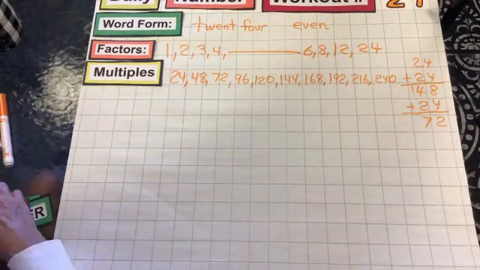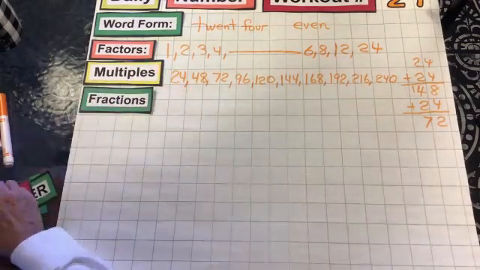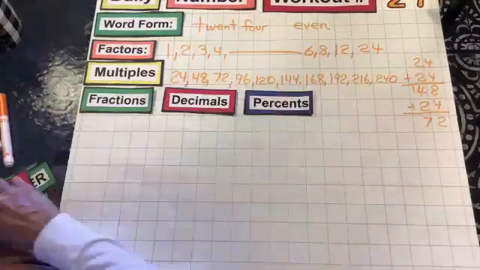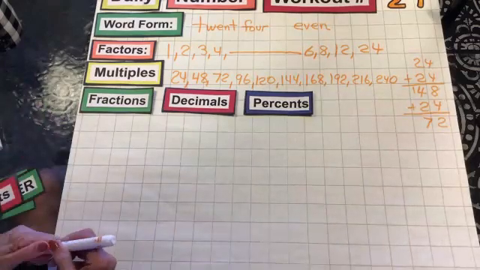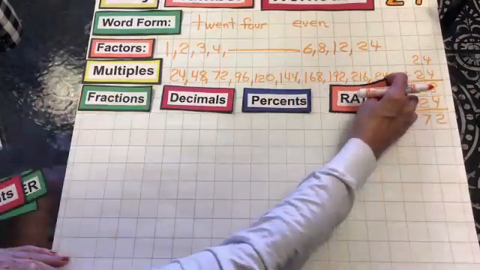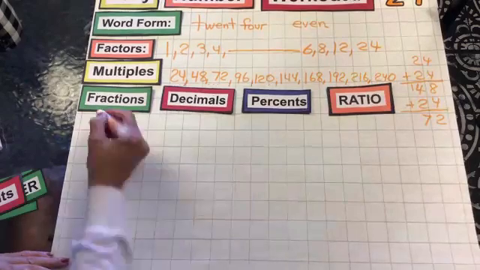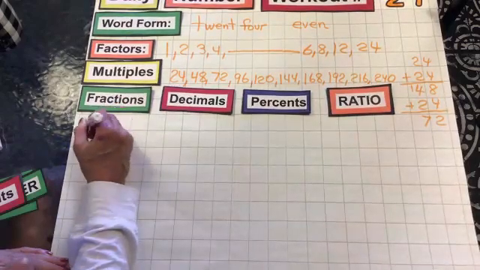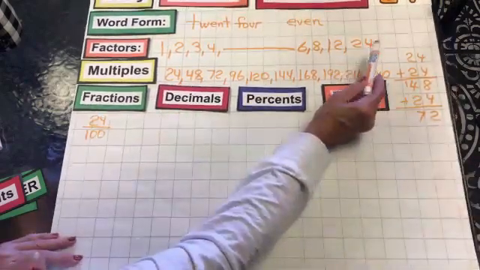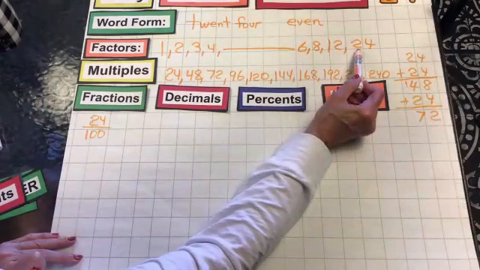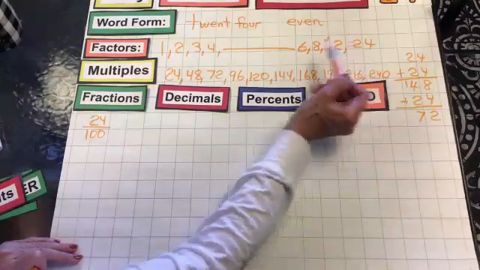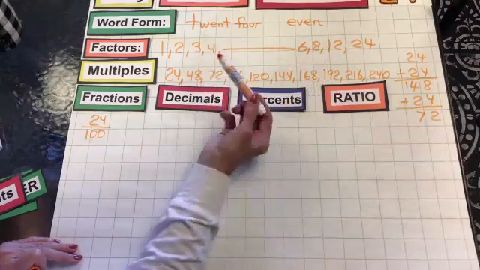All right, let's move on to our next category, which is fractions, decimals, and percents. So let's check this out. And you know what I'm going to do is I'm going to start putting my ratio over here as well. So fractions, 24 over 100. And if we look at all the factors of 24, 24 doesn't go into 100 evenly, 25 does. 12 doesn't, but 10 does. So 8 doesn't, 6 doesn't, but 4 goes into 100.